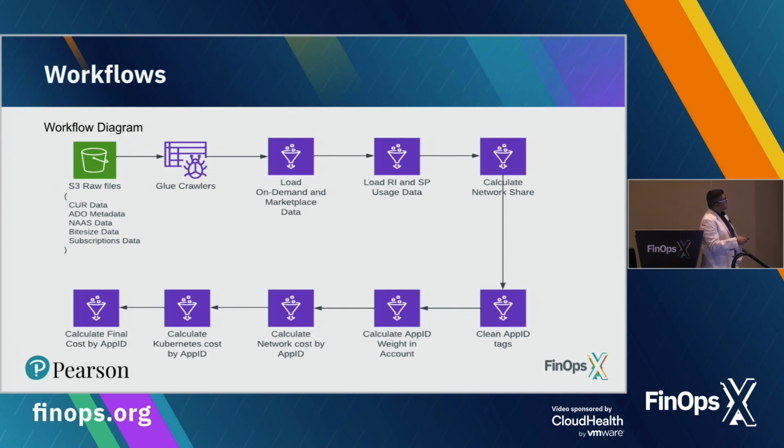Then our process is, hey, let's load all the on-demand and marketplace data. Then we load the RI and savings plan usage data. The reason these are two separate things is, if you have knowledge about the CUR data, it doesn't put everything on a cost column. Everything is so complicated, and the cost comes in so many different varieties. So what we do is load all that data, and then we also calculate this network share cost that I was talking about previously.